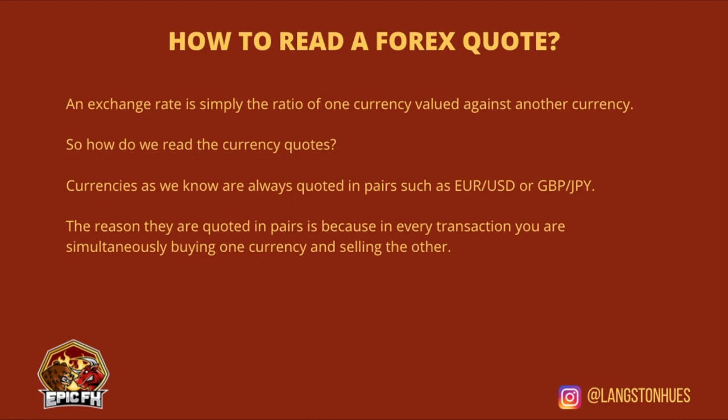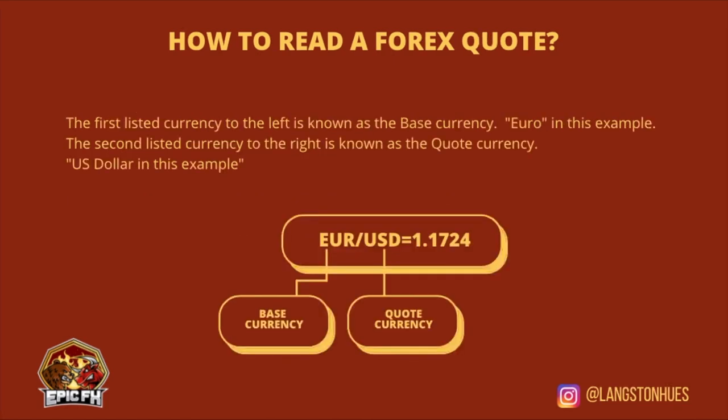Currencies, as we know, are always quoted in pairs, such as Euro USD or British Pound JPY. The reason they are quoted in pairs is because in every transaction, you are simultaneously buying one currency and selling the other. Here's an example for Euro USD. The first listed currency to the left is known as the base currency, Euro in this example. The second listed currency to the right is known as the quote currency, US dollar in this example.